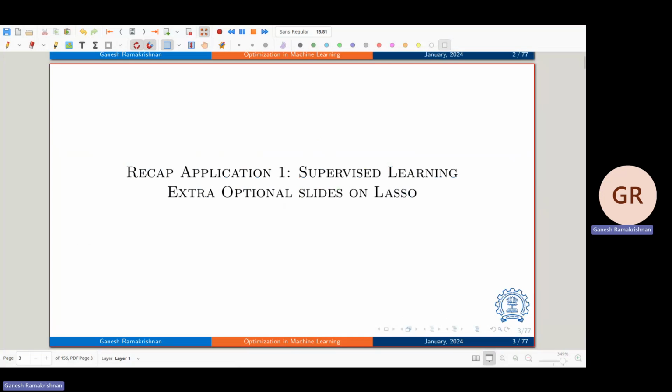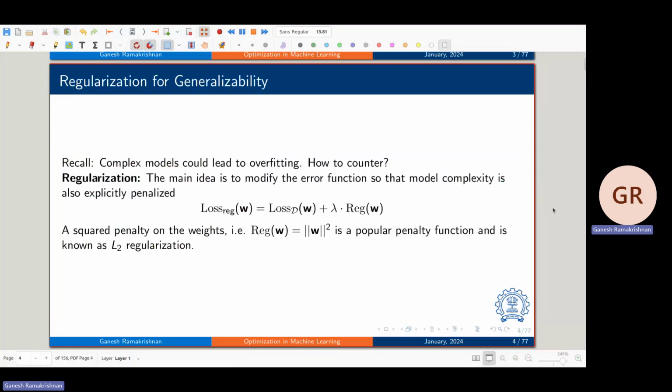What I'll do is I'll just quickly run you through a recap of supervised learning, but this is extra optional slides presenting supervised learning from a slightly different perspective, which is basically a perspective on how lasso leads to sparsity. Because there was a question that some of you asked, how does that yield sparsity?